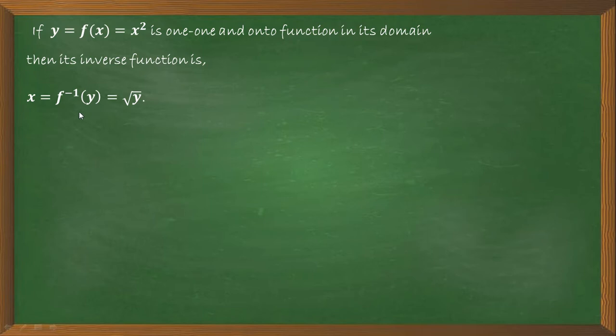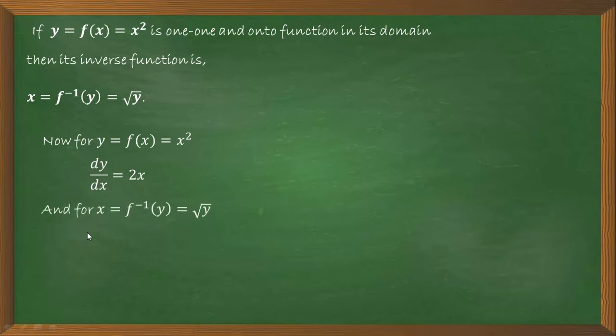Now we will discuss the relation between the derivative of the given function and the derivative of the inverse function. For y is equal to f of x, that is x square, what will be the derivative? First of all, we find the derivative of y with respect to x. All of you know that dy by dx is equal to 2x. So the derivative of x square is 2x, with respect to x, remember.